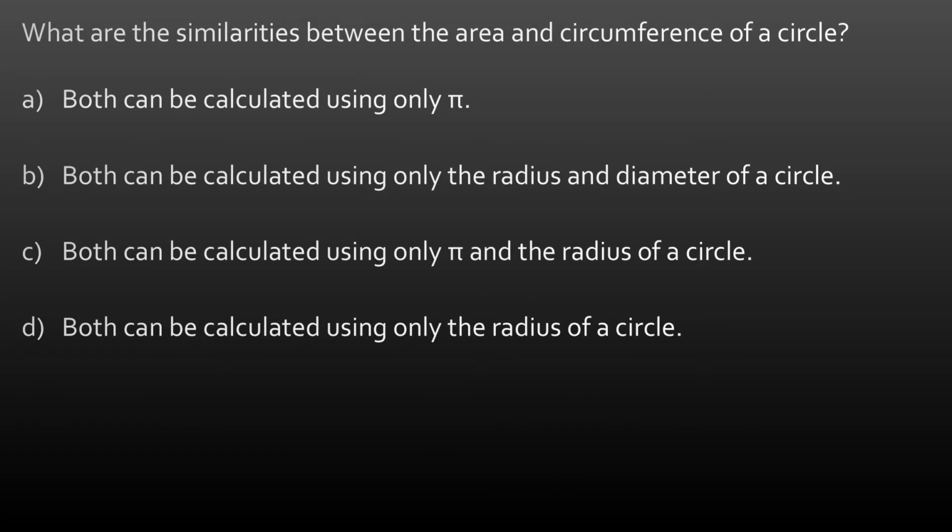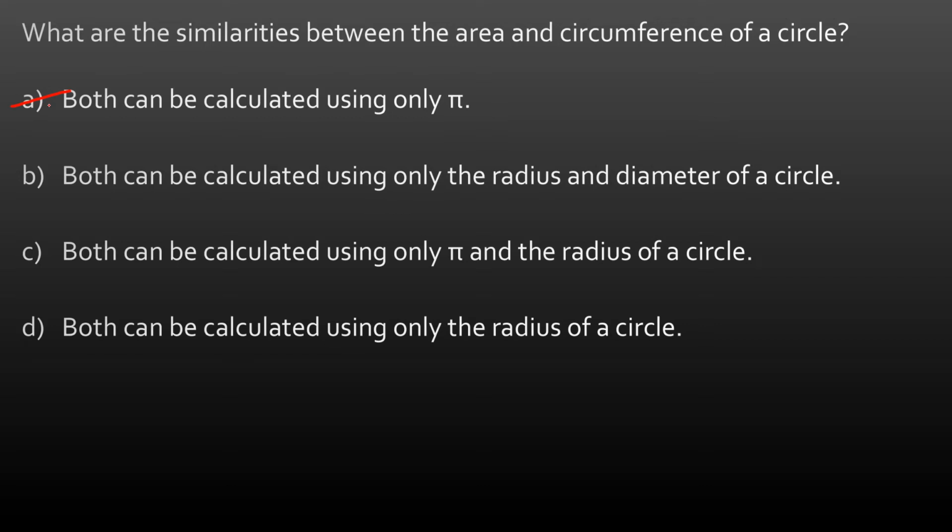Our next question says, what are the similarities between the area and circumference of a circle? Okay, well, let's think about it and read through these answer choices. A says that both can be calculated using only pi. Well, that isn't true because I can't use just pi, otherwise my answer every time would be pi. So I know A can't be true.